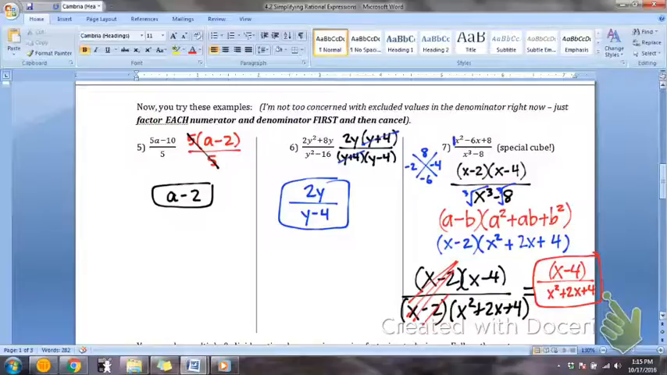Okay? You need to be on the lookout for difference of squares, like on number 6, where that y squared minus 16, you need to be on the lookout for that. And you need to be on the lookout for perfect cubes. Okay? Because they will appear in your homework. All right, so this is just basic simplifying.